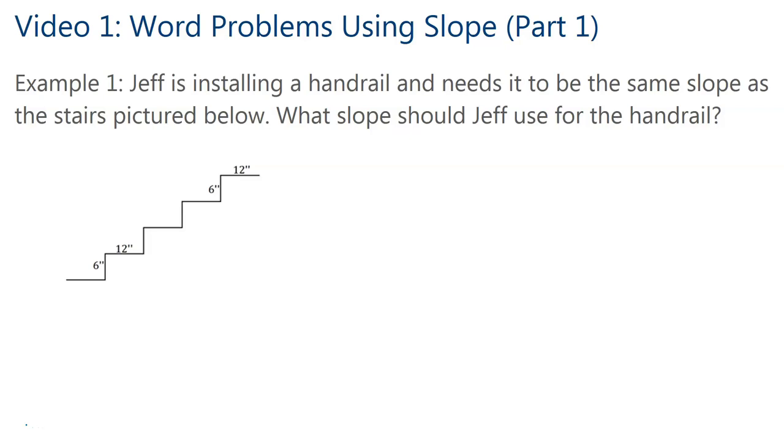So example 1. Jeff is installing a handrail and needs it to be the same slope as the stairs pictured below. What slope should Jeff use for the handrail? Now picture this invisible line connecting the edge of each stair. That's what we're going to be finding the slope of.